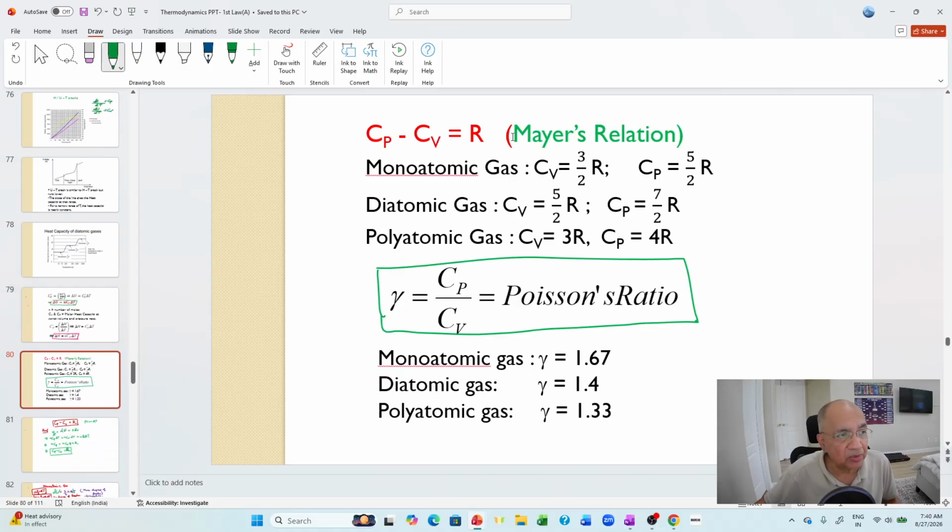And Cp minus Cv is equal to R. This is called Mayer's equation. For a monoatomic gas, I have already told you, Cv is 3 by 2R and Cp is 5 by 2R. For diatomic, Cv is 5 by 2R and Cp is 7 by 2R. For polyatomic, 3R and 4R. And the ratio is called the Poisson's ratio, which is maximum for monoatomic and minimum for polyatomic.